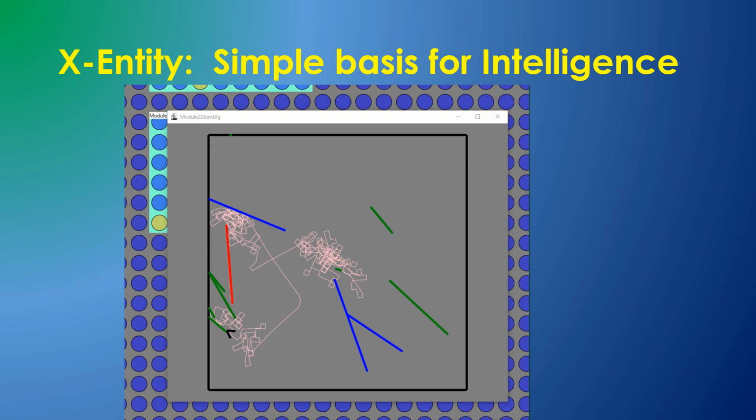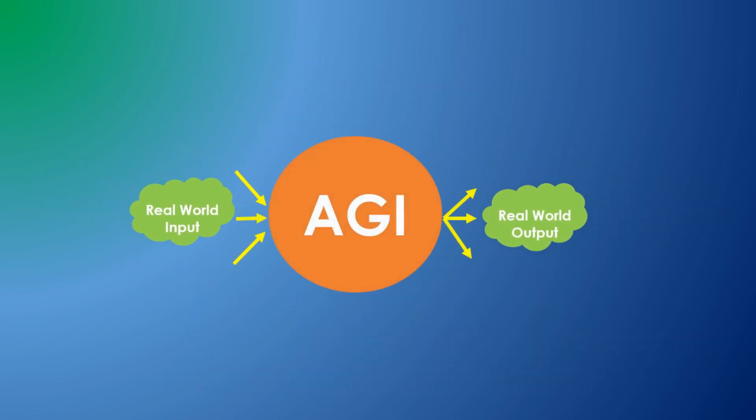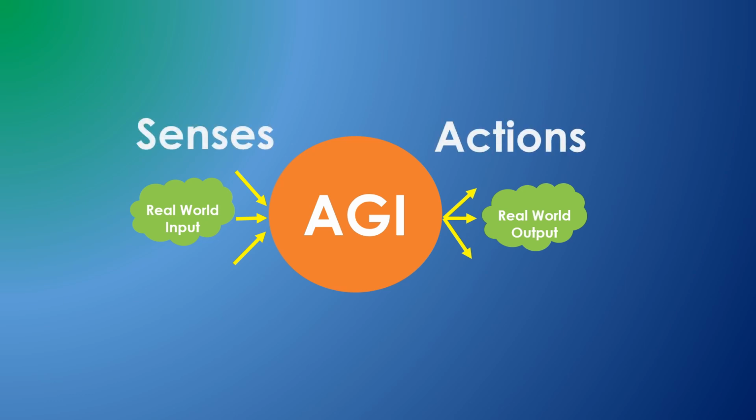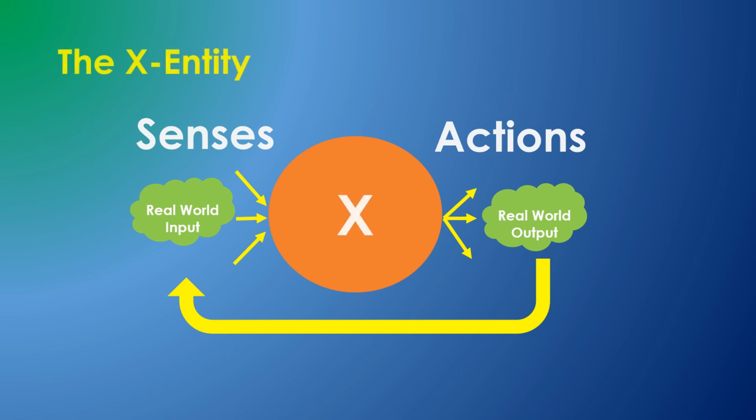If you've been following along with my previous material, you know that any AGI must be included in an entity with the ability to sense and act in a real-world environment. Further, actions it takes must have an effect on the environment which the entity can then sense, so that it can learn from its successes and mistakes. I call this the XEntity because although we know some external characteristics, we're not sure of its internal workings.